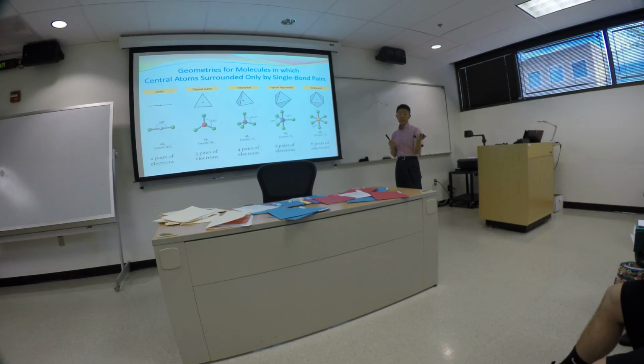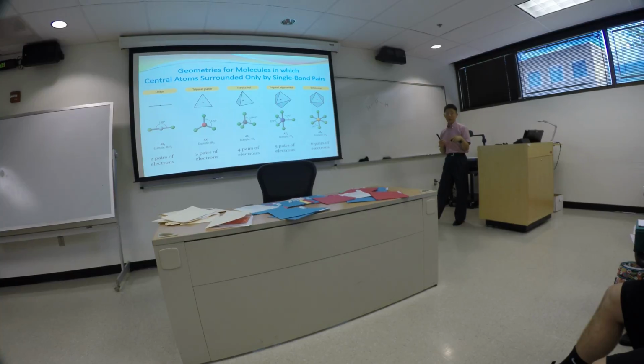You have 2 pairs, both of them are used for bonding, that's a linear geometry. 3 pairs, trigonal planar. Okay. 4 pairs, tetrahedral. 5 pairs, trigonal bipyramidal, and then 6 pairs, octahedral.